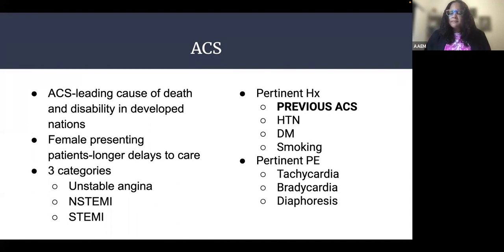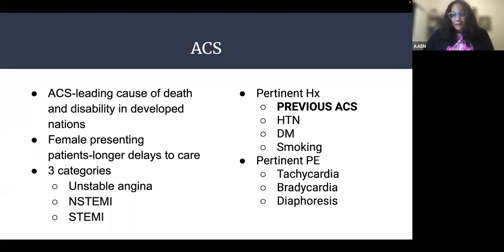So those symptoms that are considered atypical ACS symptoms, epigastric pain, nausea, shortness of breath, may not be as atypical as we think. There are three categories. There's unstable angina. You can have NSTEMIs or STEMIs. Let's talk about pertinent history. Previous ACS is the single most important risk factor here when we're obtaining a history. Hypertension, diabetes, smoking, those are actually very poor predictors of active ACS upon arrival to the ED.